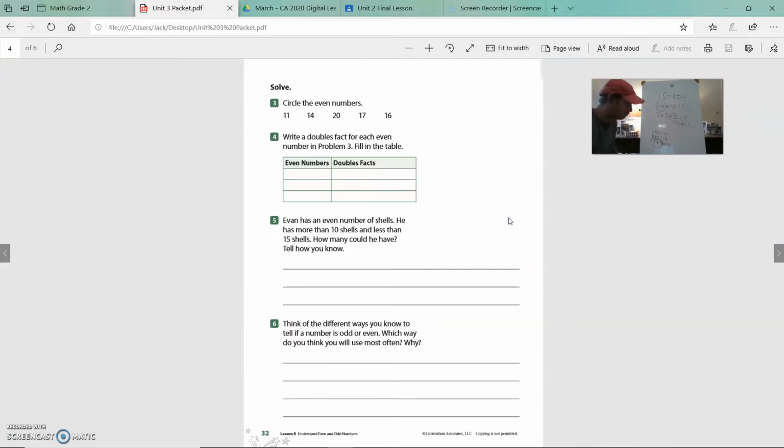Circle the even numbers. All right. So I'm going to write our numbers down. We have 11. We have 14. We have 20. We have 17. And we have 16.